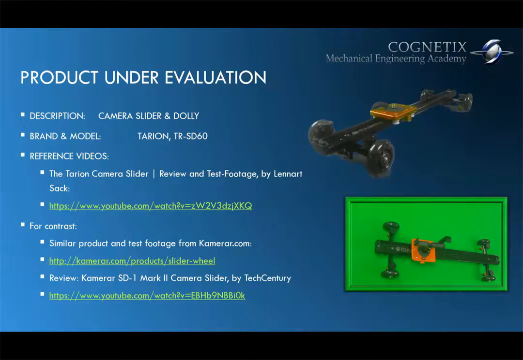Okay, before we move on, we have to give credit where credit is due. I'm going to go ahead and remove this, but I want to make sure that we address what product we're evaluating, the brand, the model, etc. So this product is made by Tarion. I hope I'm pronouncing it correctly, Tarion. And it is a camera slider and dolly, and the model number is TRSD60. So TRSD60. I believe the 60 stands for 60 centimeters long.